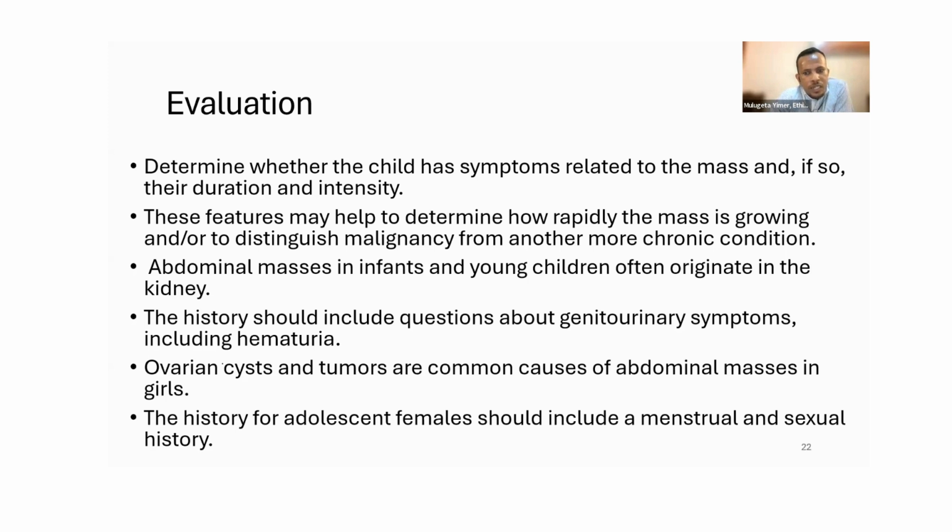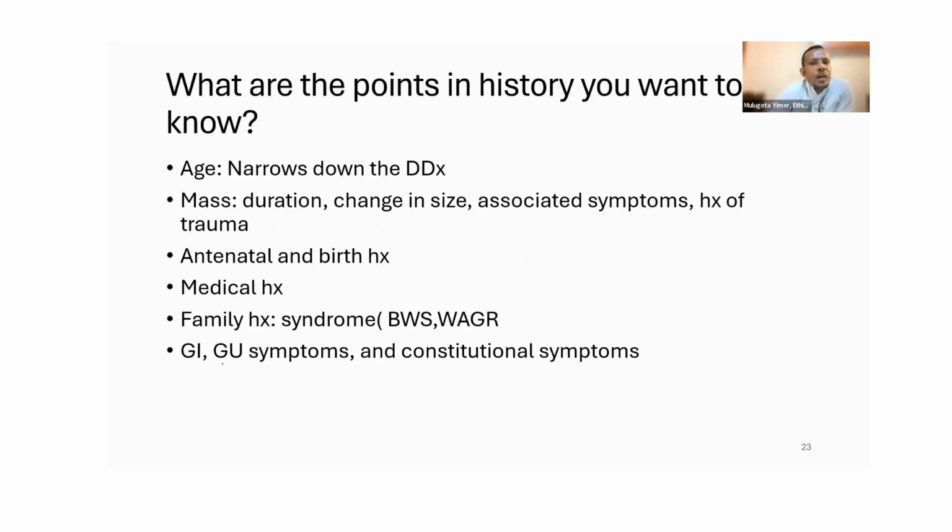In girls, especially adolescent girls, tumors originating from the ovary are common. So menstrual history and sexual history are very important. Some adnexal masses could also be infectious, as in pelvic inflammatory disease, so we need to think about that as well. What do you want to ask in the history? What do you want to know? Age is very important. Again and again, we have said this will help us narrow the differential diagnosis.